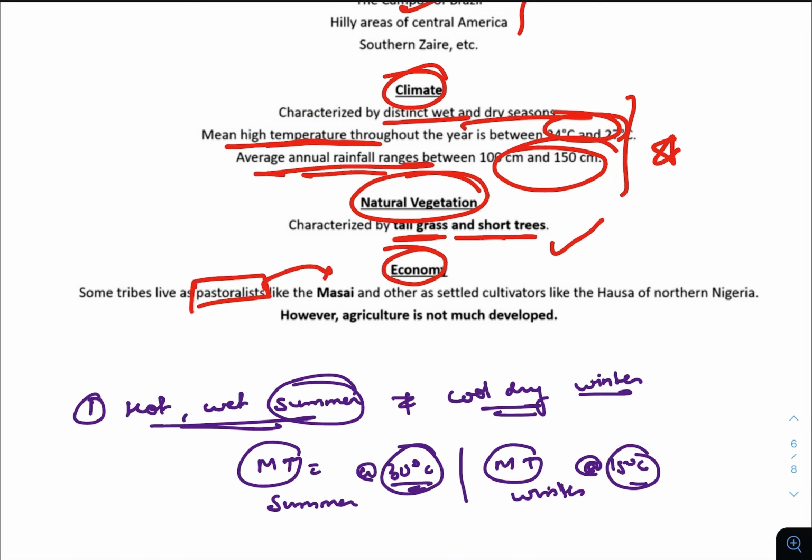There is a tribe known as the Masai, and there are also settled cultivators known as the Hausa in northern Nigeria. Agriculture is not much developed here because the people are involved in animal rearing, cattle rearing, and some of the people are also involved in cultivation in terms of maize and millet. Okay, thank you.